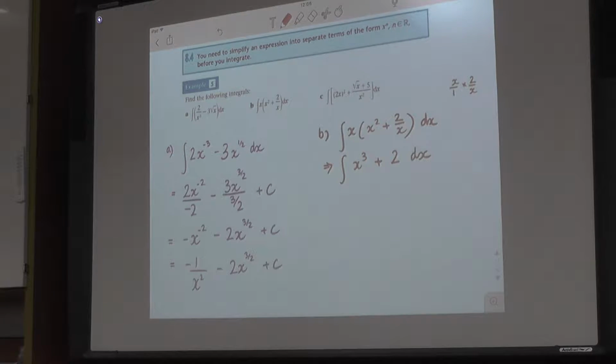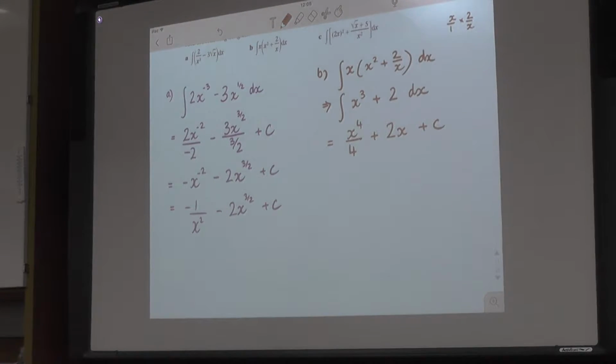Yeah. So in the same way again, we add 1 to the power, divide through by the new power, and a constant becomes 2x and then plus c. That was really quite straightforward. So your algebra has been tested here, and your algebraic laws of indices. That's how it will come in. Differentiation and integration, you have to simplify first and then do your integration.